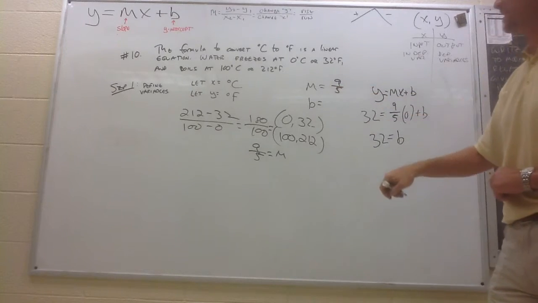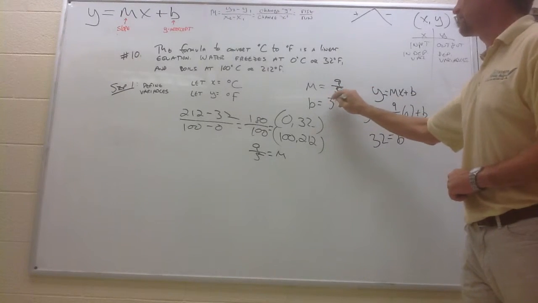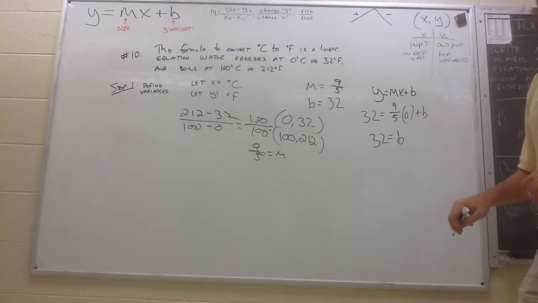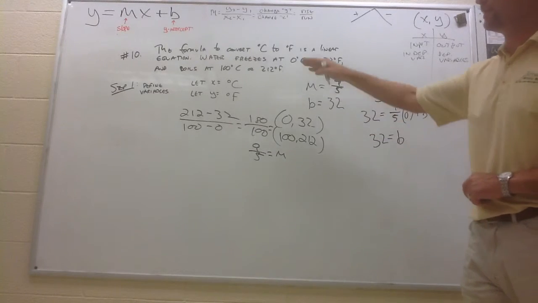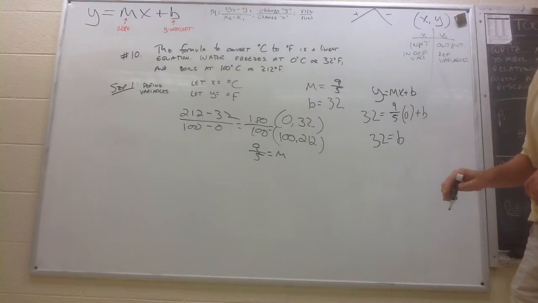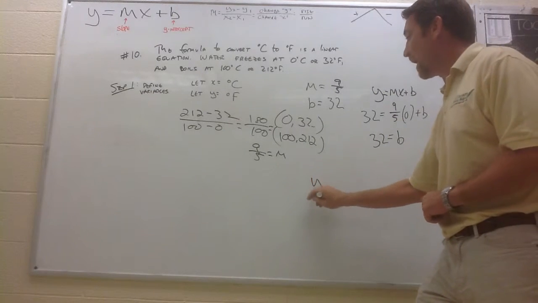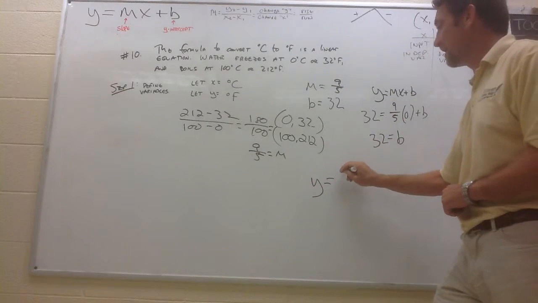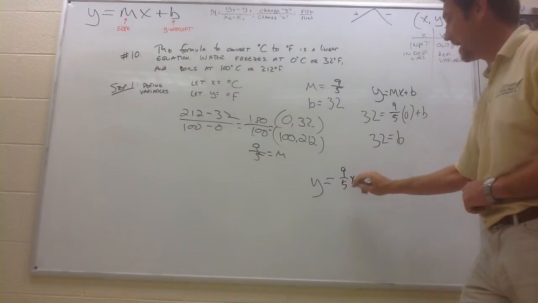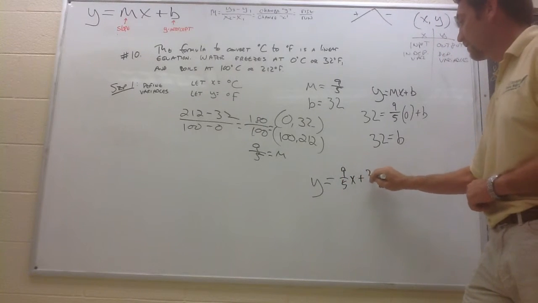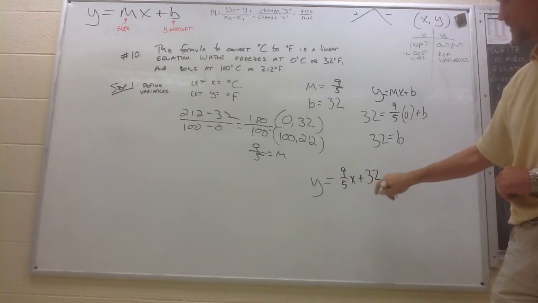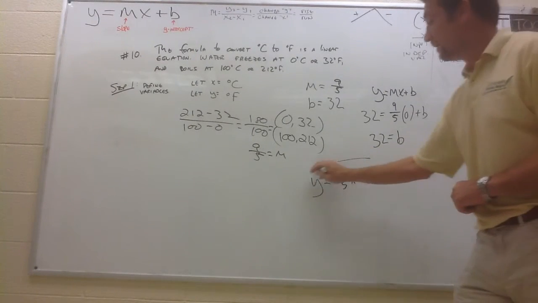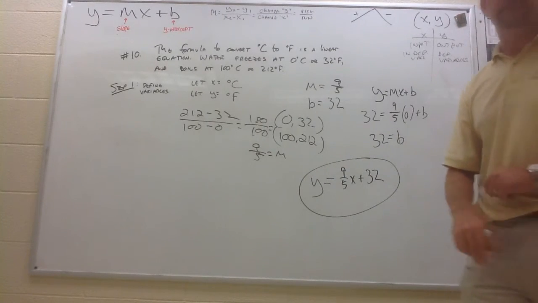So my slope is 9/5 and my y-intercept is 32. So the equation that shows the relationship between degrees Celsius and degrees Fahrenheit is y equals 9/5 x plus 32. There's my slope. There's my y-intercept. Okay, get practicing.